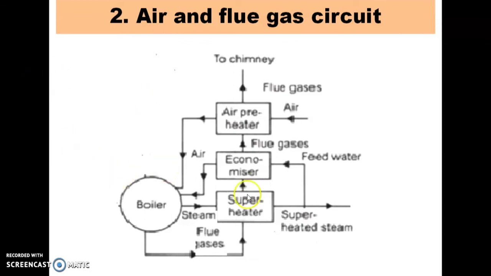So you can see here, the flue gases are given to the economizer, where the heat of the flue gases is used to heat this feed water, which is again given to the boiler. Then the flue gases are given to the air preheater. In this air preheater, the heat is taken out from the flue gases, and that heat is used again for burning the coal in the boiler. Some of the flue gases, which are waste gases, will be thrown out through the chimney. So this is how the air and flue gas circuit works.